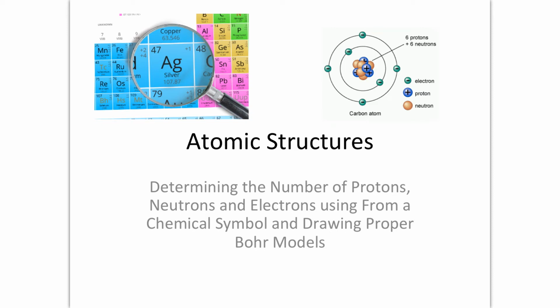So this lesson is broken up into two parts. We're talking about atomic structures, and we're going to learn how to count the number of protons, neutrons, and electrons from a chemical symbol in the periodic table. From there, we're going to draw the proper Bohr models in part 2.